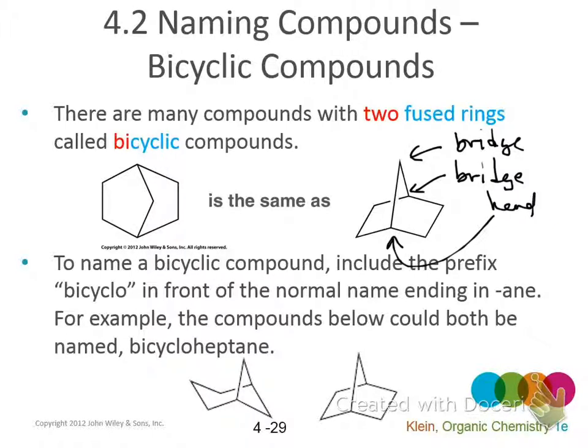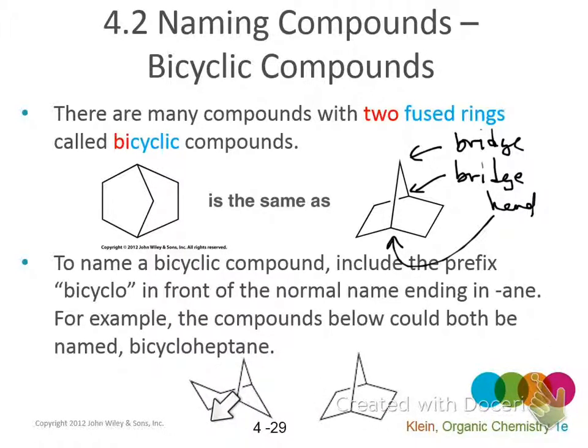Nomenclature is fairly similar, except that you still count the number of carbons. So if it had 7 carbons, it's a what? Cycloheptane, right? If it's got 2 rings in it, then it becomes a bicycloheptane. So bicyclo is what we use to indicate that there's 2 rings. So this is a bicycloheptane. This is also bicycloheptane.